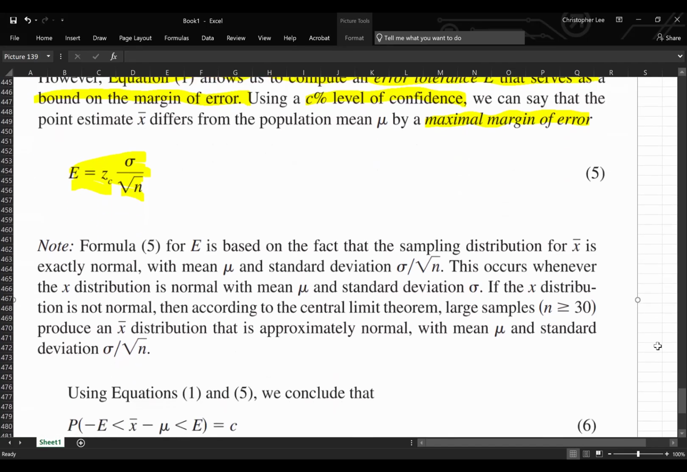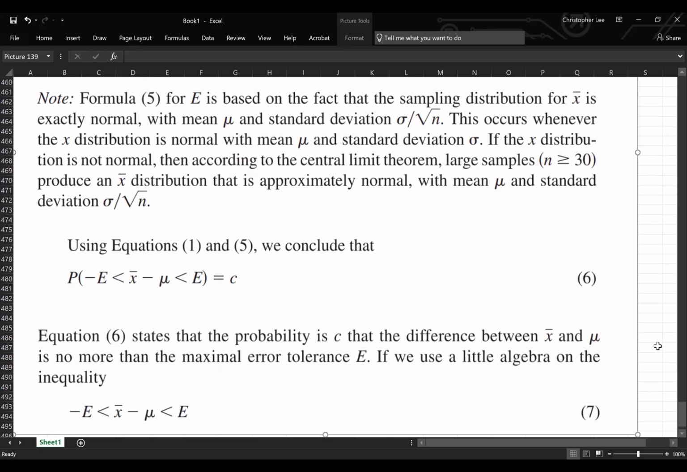All right. Note that formula 5 for E is based on the fact that the sampling distribution for X bar is exactly normal with the mean of mu and a standard deviation of sigma over the square root of n. This occurs whenever the X distribution is normal with the mean mu and standard deviation sigma. If the X distribution is not normal, then according to the central limit theorem, large samples of n greater than or equal to 30 produce an X bar distribution that is approximately normal with mean mu and standard deviation sigma over the square root of n. So using equations 1 and 5, we conclude that the probability of negative E less than x bar minus mu less than E is equal to our confidence level.